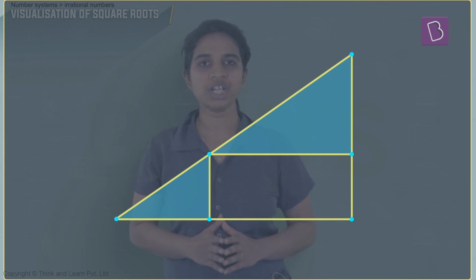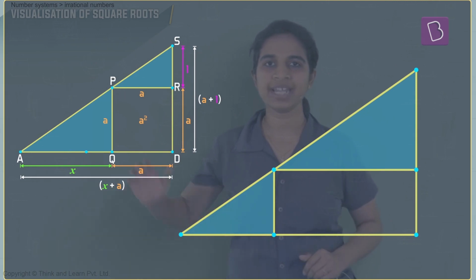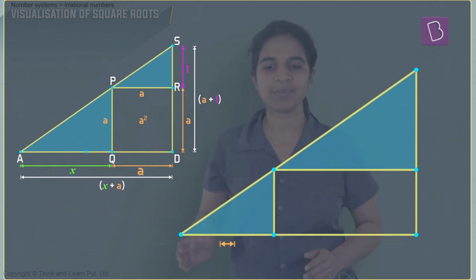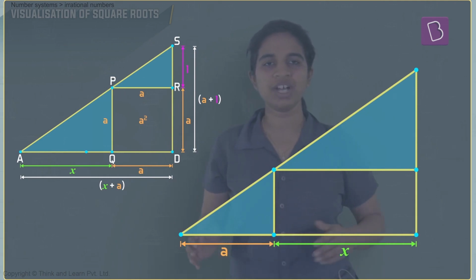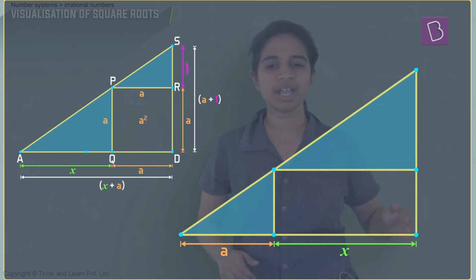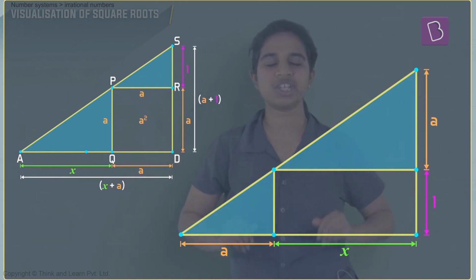Now in this new figure, what has changed? Originally we had x and A, right? In the original figure, which we've now kept to the left, we had x and A in the base. Now we have A and x, right? First A, then x. Vertically, we had first A, then 1. Now we have first 1 and then A. It's the same figure. We've just interchanged the positions of the two triangles.